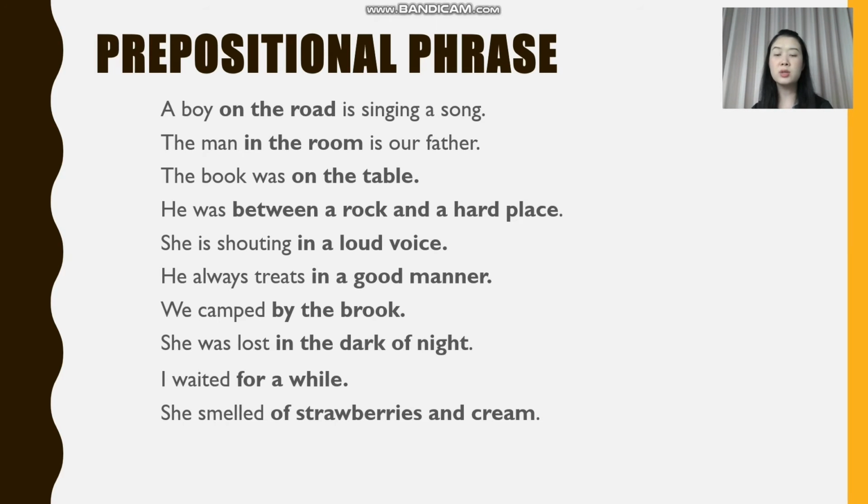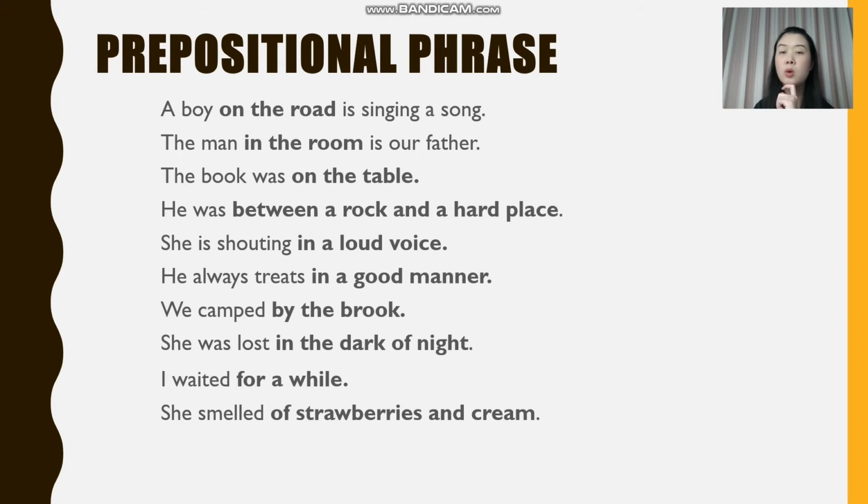She was lost in the dark of night. Here we have in the dark of night. We have the first prepositional phrase, in the dark, with the word in as the preposition, and we also have another prepositional phrase, of night, to modify the word dark, like double modifiers. This one.